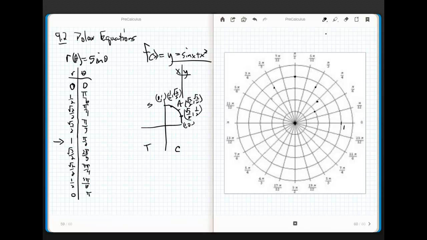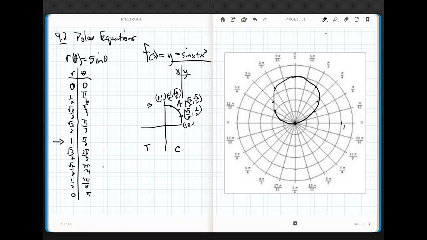At 3 pi/4, I'm back down in about there. And then at 5 pi/6, I get to 1/2, and then back to 0. You guys, what does this look like? It looks like a circle, doesn't it? Of radius 1/2.